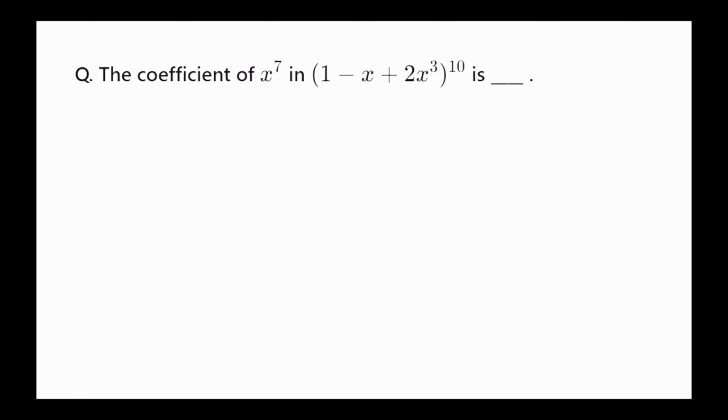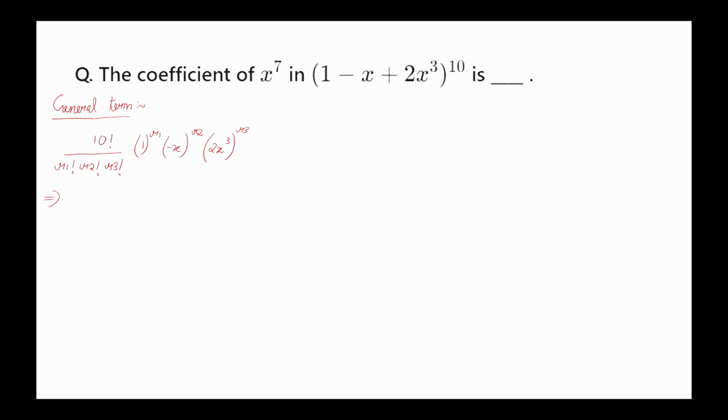Of course, I can see that this is my multinomial. So I'll first write down my general term. In binomial theorem, it is always necessary for you to write down your general term first. So my general term would become 10 factorial upon r1 factorial, r2 factorial, r3 factorial into x1, which is 1 to the power r1, minus x to the power r2 and 2x cube to the power r3.